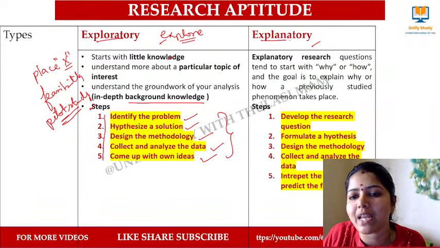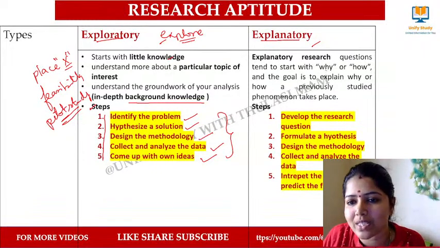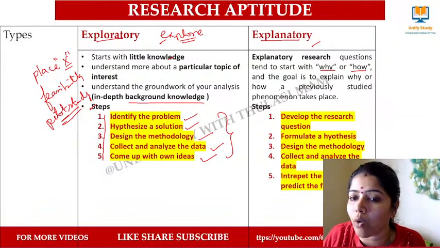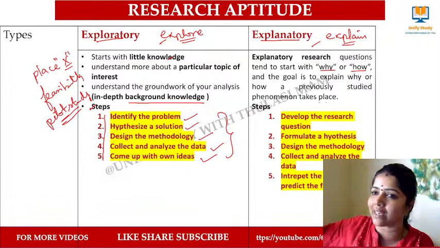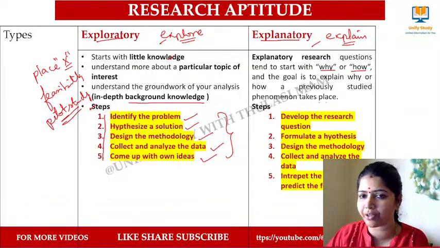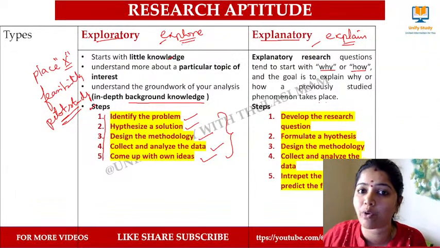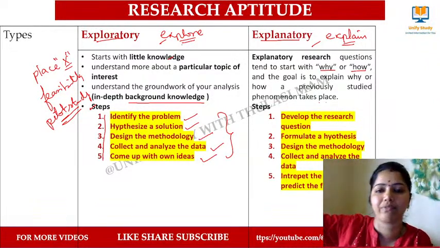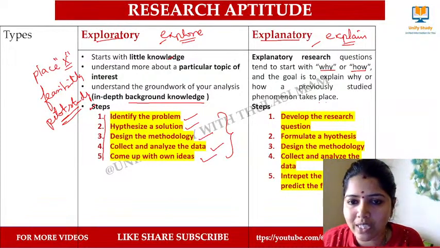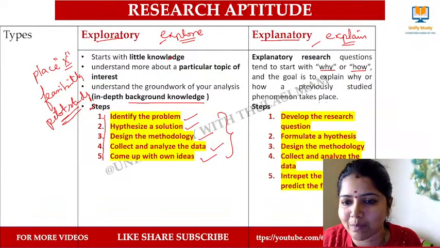What do you mean by explanatory research? This has the questions why and how. The goal is to explain why or how a previously studied phenomenon takes place. Here they are giving an explanation. Explain means it has already happened, and I am just going to explain how it happened. That's all. Whereas in exploration, I am going to explore new things from that. So see the difference between exploratory and explanatory.